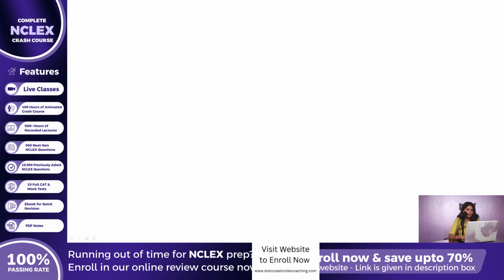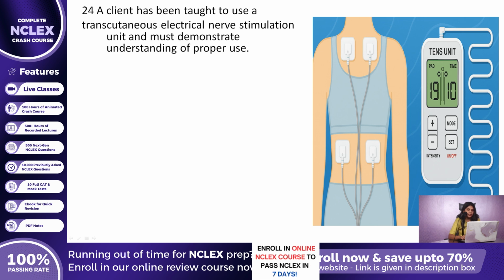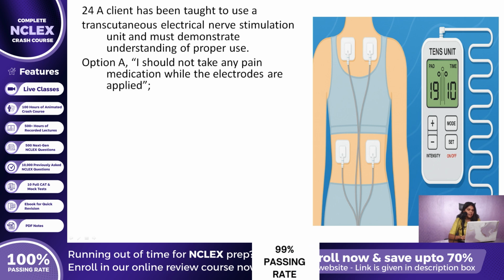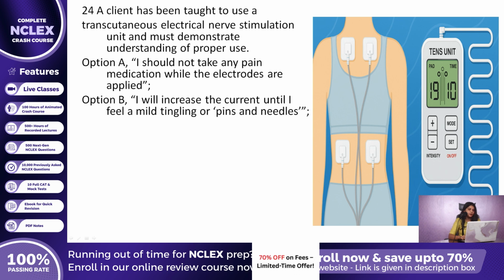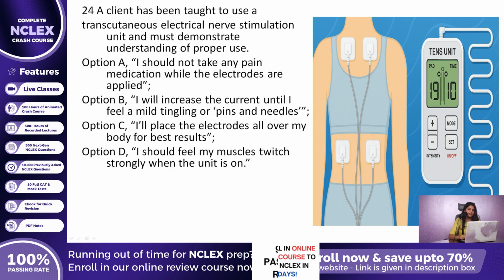Moving on to question 24, a client has been taught to use a transcutaneous electrical nerve stimulation unit and must demonstrate understanding of proper use. The options are, option A, I should not take any pain medication while the electrodes are applied. Option B, I will increase the current until I feel a mild tingling or pins and needles. Option C, I'll place the electrodes all over my body for best results. And option D, I should feel my muscles twitch strongly when the unit is on.